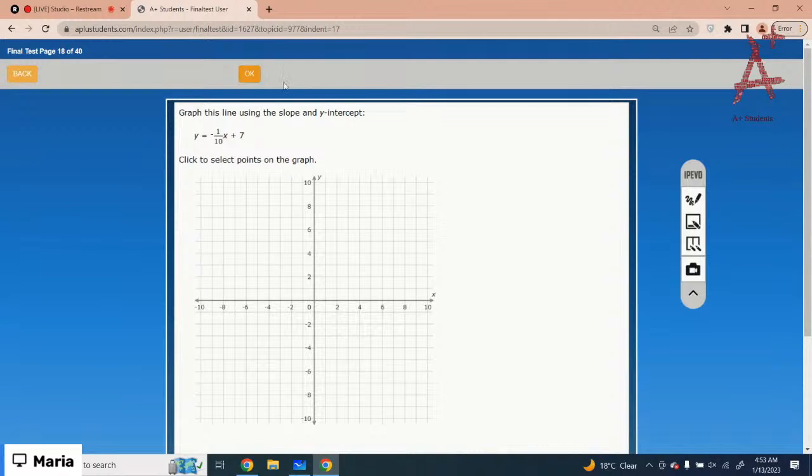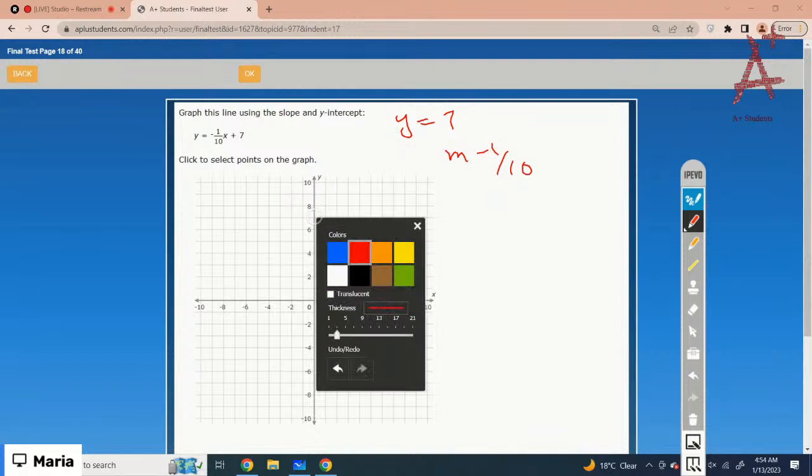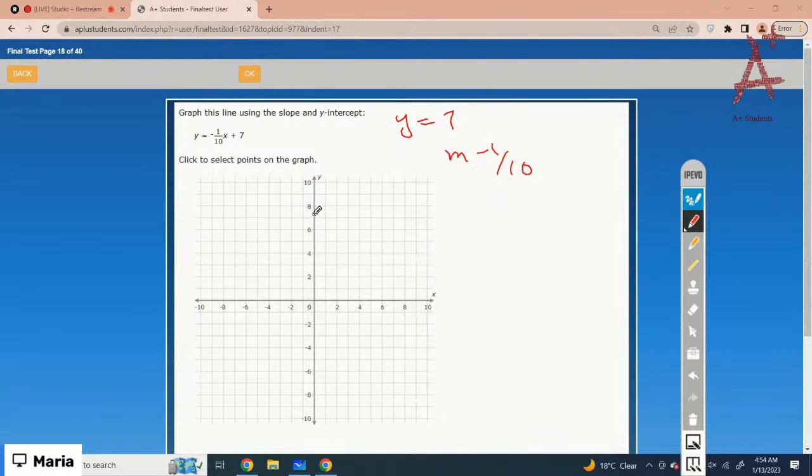Okay, graph the line using slope and y-intercept. Y-intercept is 7. Slope is negative 1 over 10. The y-intercept means the graph is touching the y-axis at 7. Here it is. And for the slope, you have to move 1 point down and 10 forward. So here are the 2 points. Just join these 2 points and form a line. This is the line of the graph. Got it?